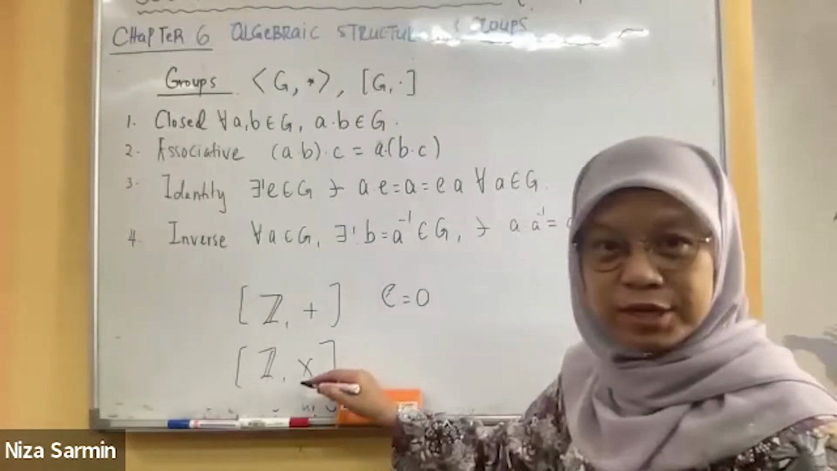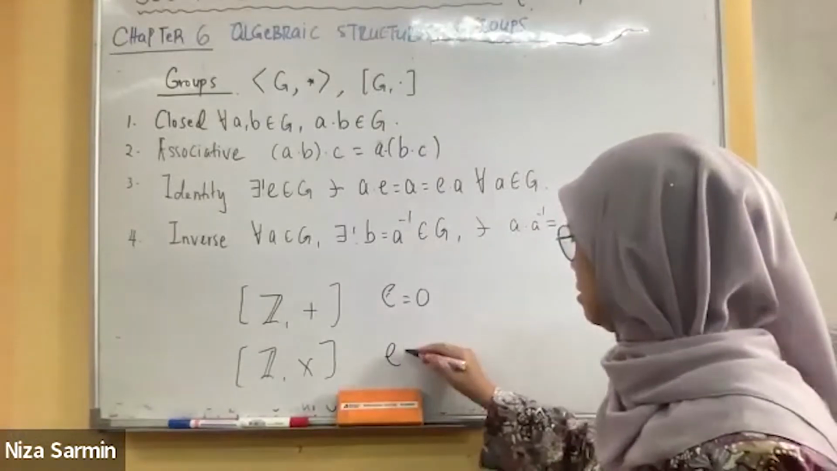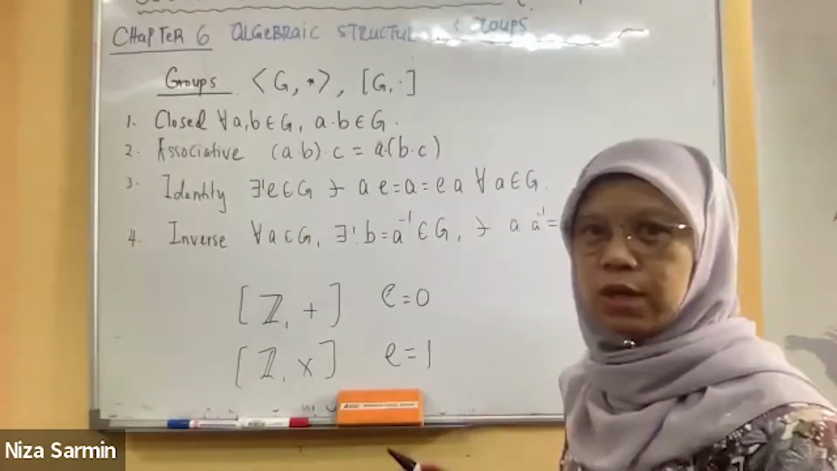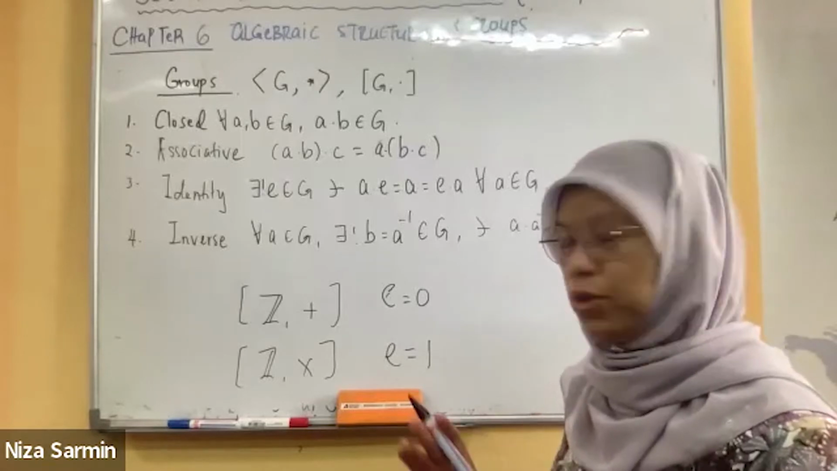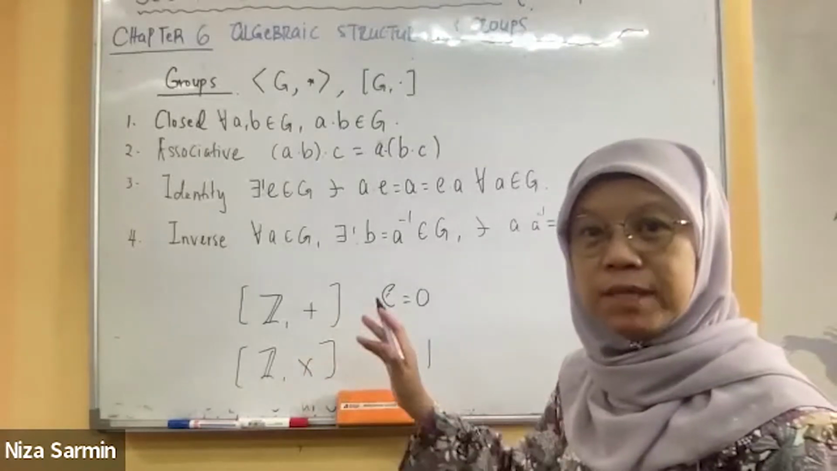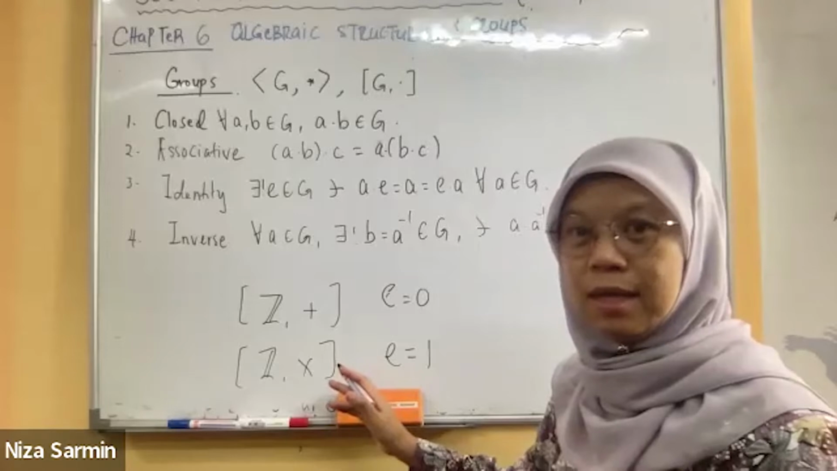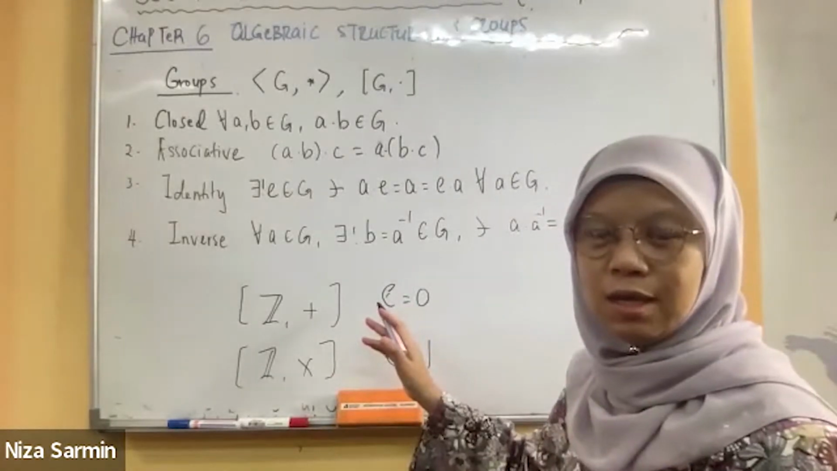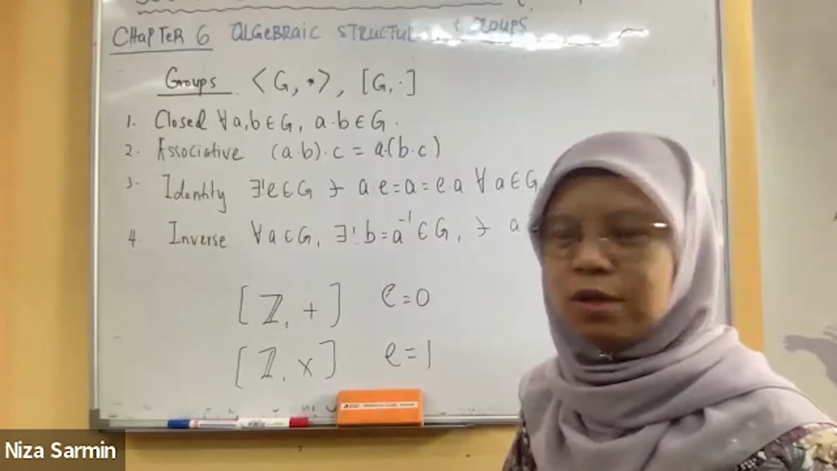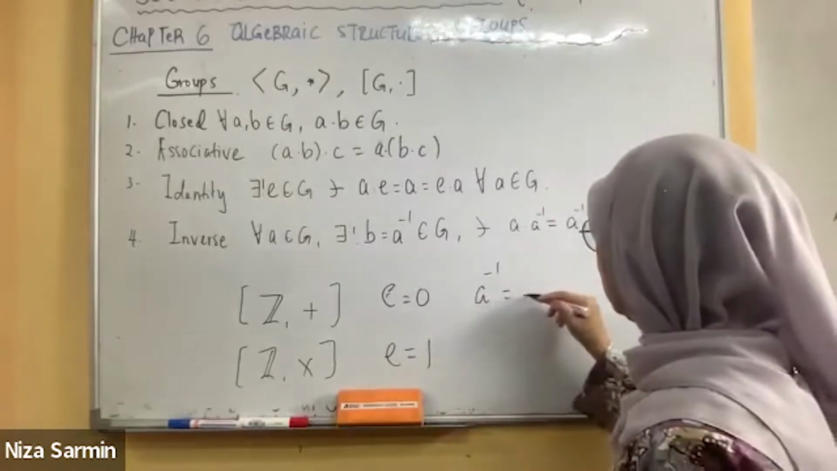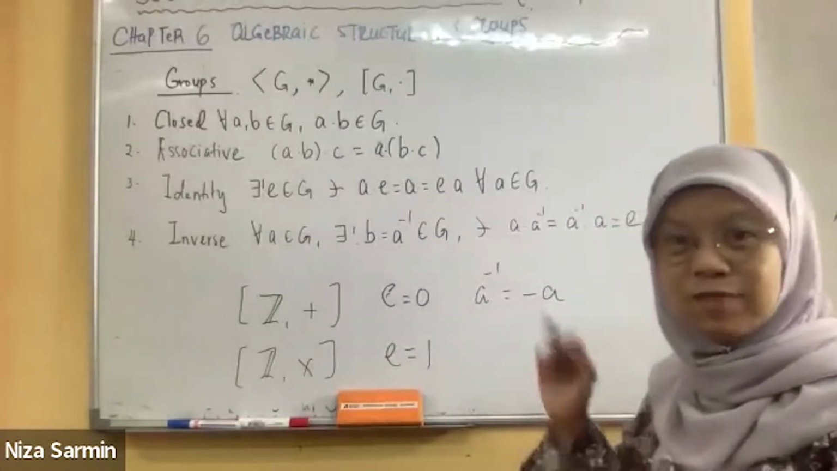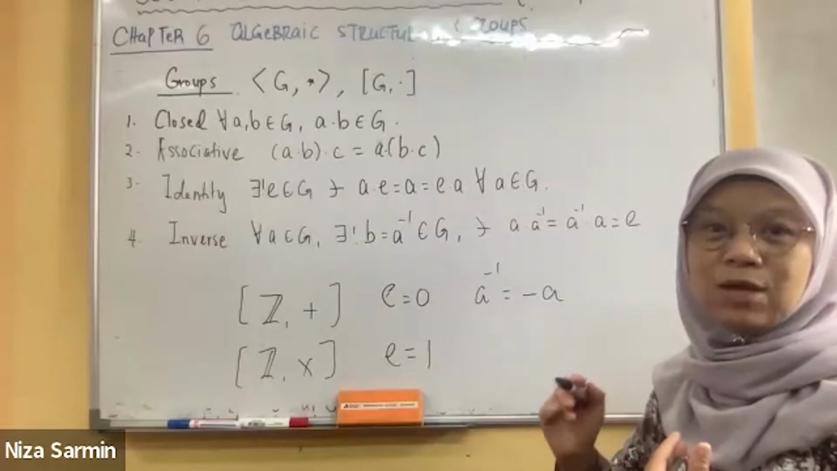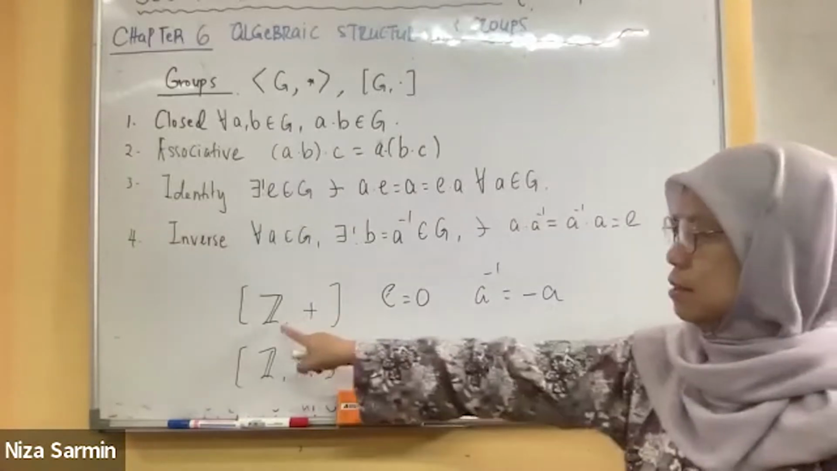Okay, for multiplication, the identity is 1. Okay, so we do have identity for both addition and multiplication. But the inverse for this one, for all A, A plus what is 0? So the inverse is the negative. And negative of integer is also inside, right?